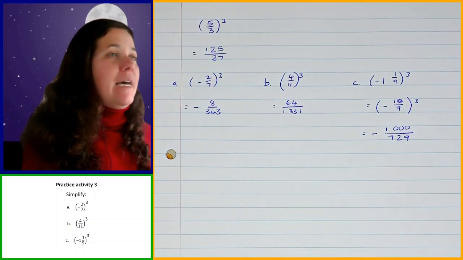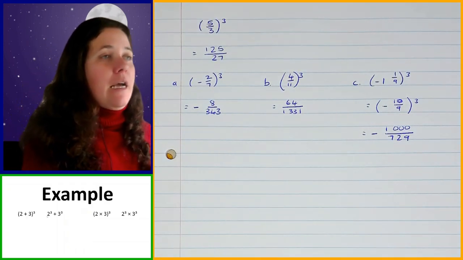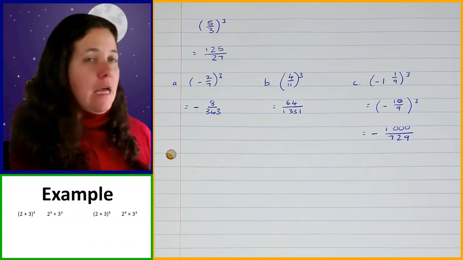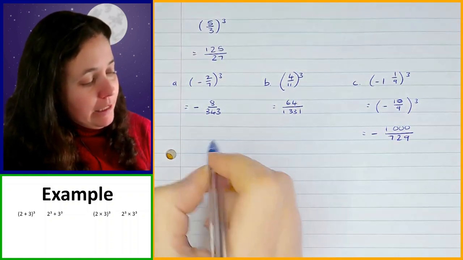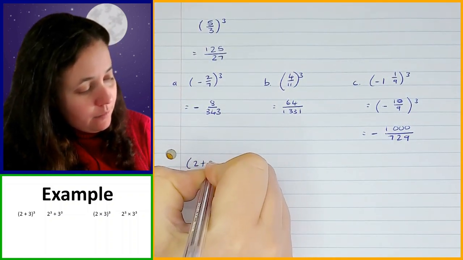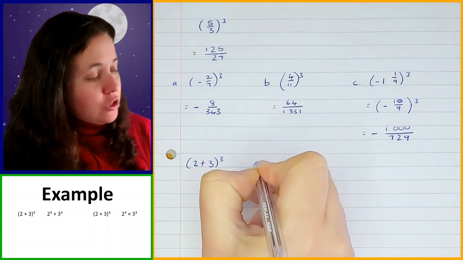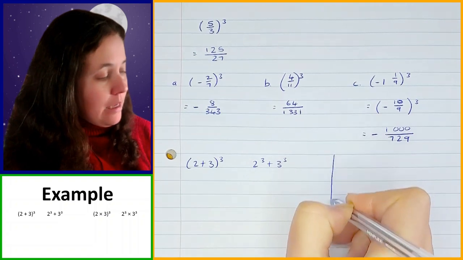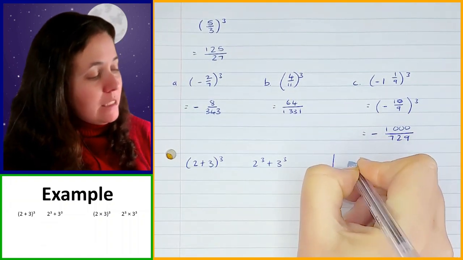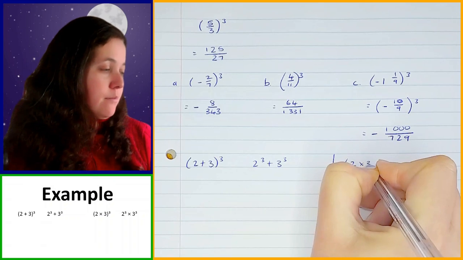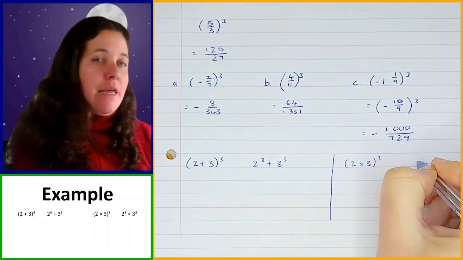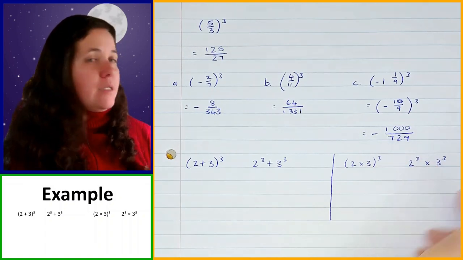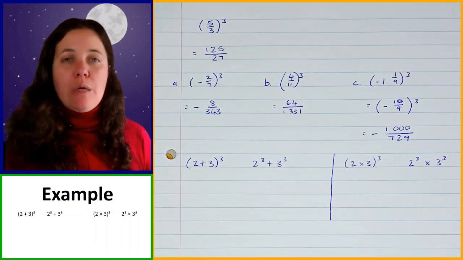Okay, now we are going to go on to a few examples that we're going to be comparing with each other. Okay, so here I have got 2 plus 3 cubed, and I've got 2 cubed plus 3 cubed, and we're going to be comparing those. And then we're also going to take 2 multiplied by 3 cubed, and we're going to compare that to 2 cubed times 3 cubed. Okay, this is very similar to what we did when we were working with squares.